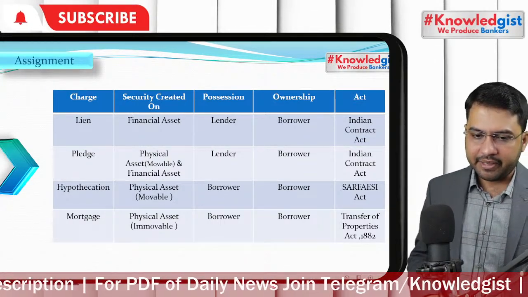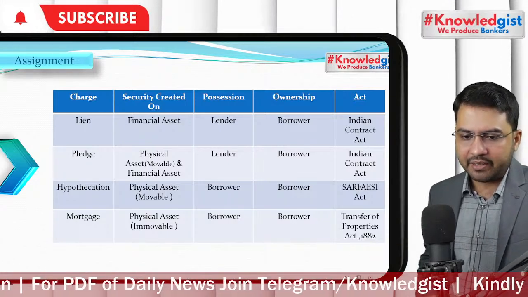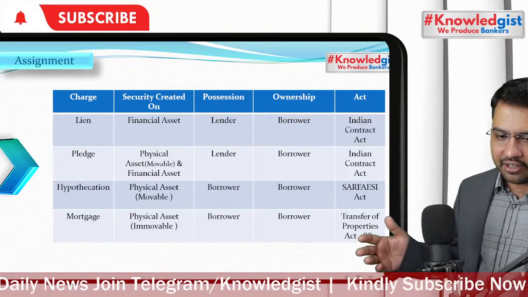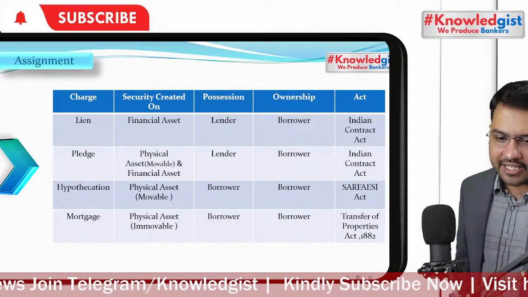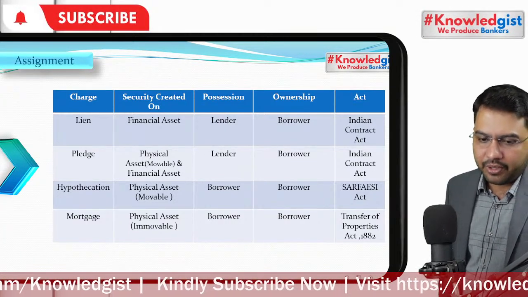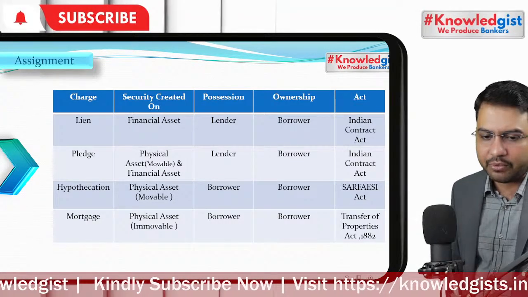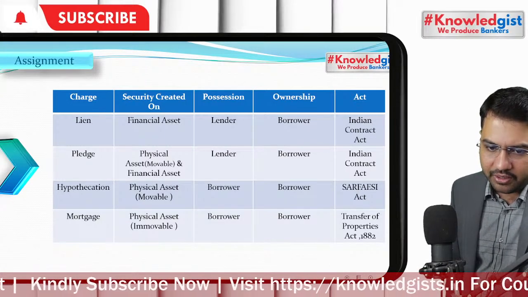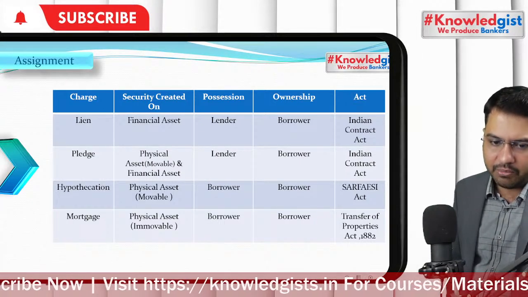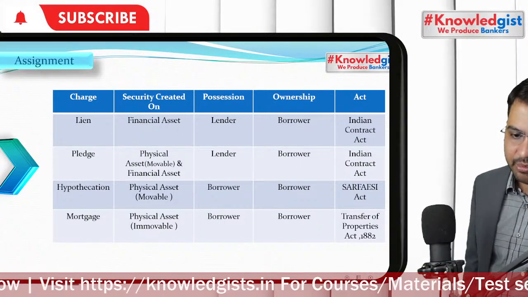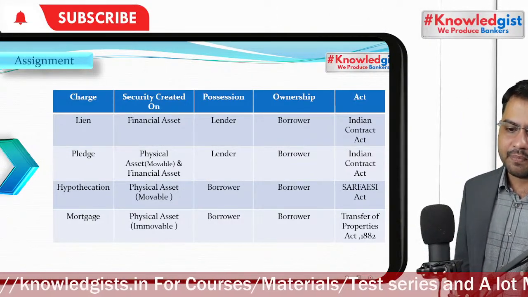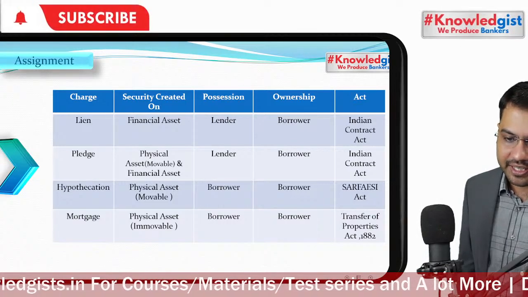Lien is on a financial asset; possession is with the lender, ownership is with the borrower, and it is defined under the Indian Contract Act. Pledge is on physical movable assets and financial assets; possession with the lender, ownership with the borrower, under the Indian Contract Act. Hypothecation is on movable physical assets; possession with the borrower, ownership with the borrower. Mortgage is on physical immovable assets; possession with the borrower, ownership with the borrower, and it is defined under the Transfer of Property Act 1882.